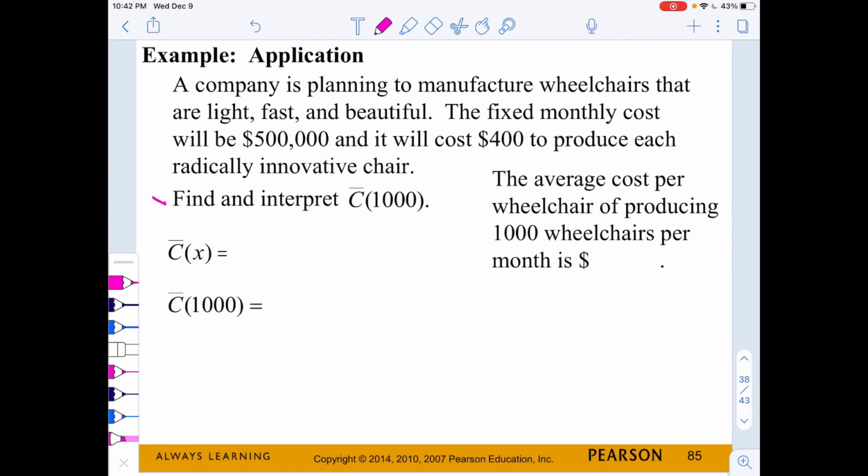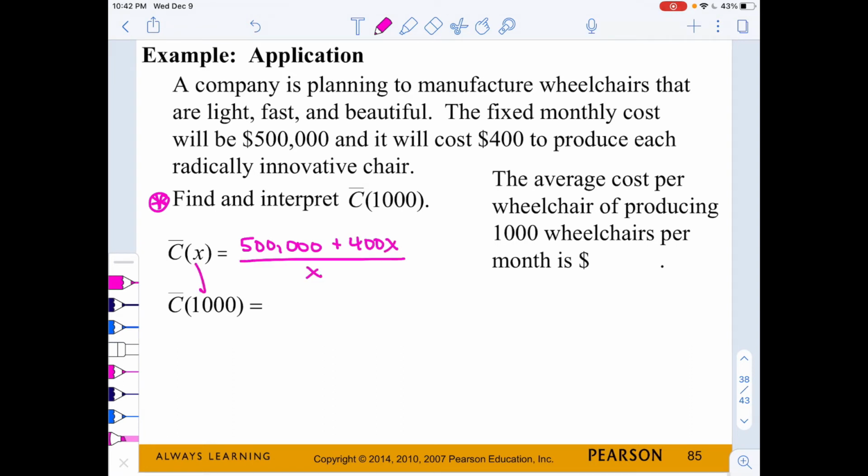So they want us to find and interpret what happens when we have the C bar of 1,000. So what happens if we do 1,000 chairs? Well, a little repetitive. We're going to have this 500,000 plus the 400x divided by x.